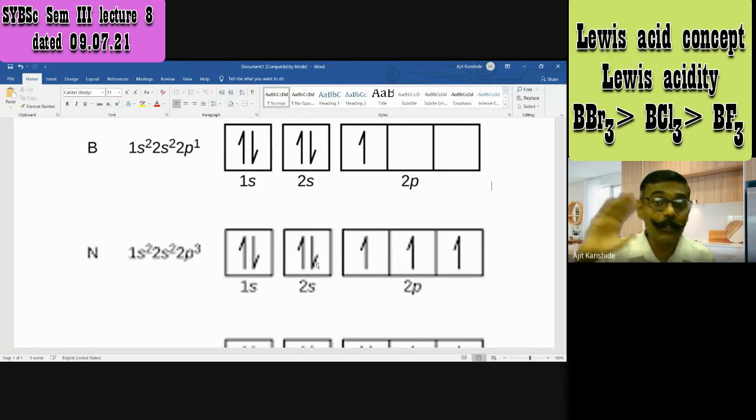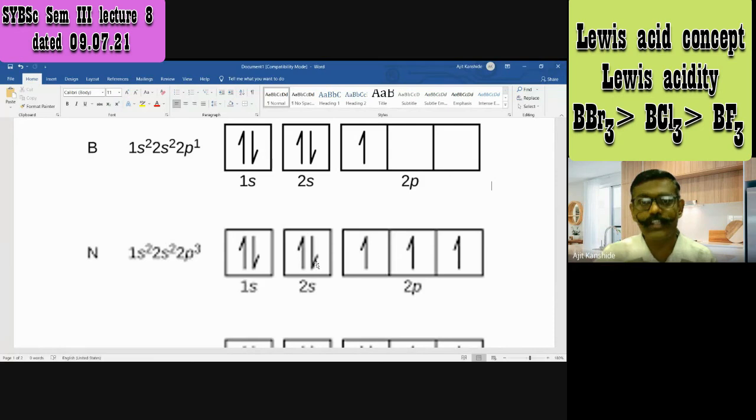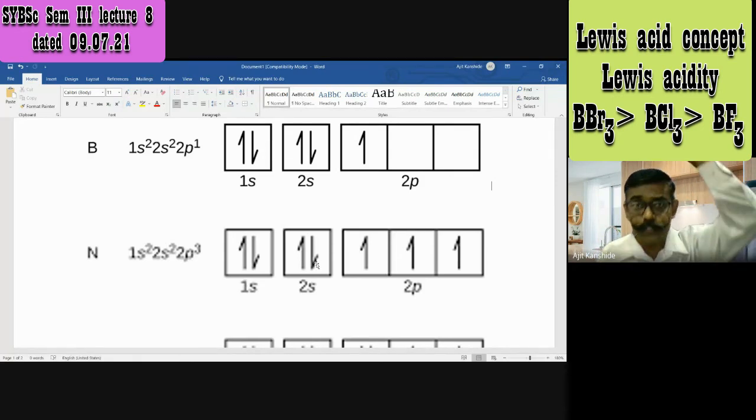So after 2p, which orbital is there? After 2p orbital, next orbital? Yes, 3s. It should be 3s. And 3s is higher energy level. So electron from 2s shifting toward the 3s, more investment of energy.